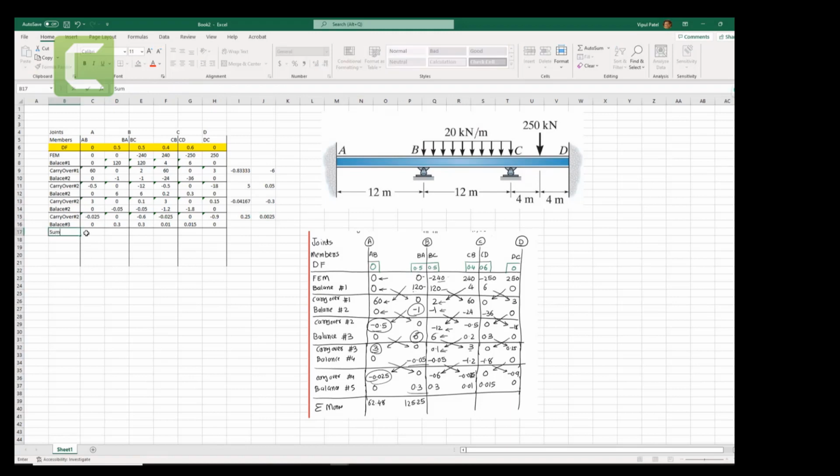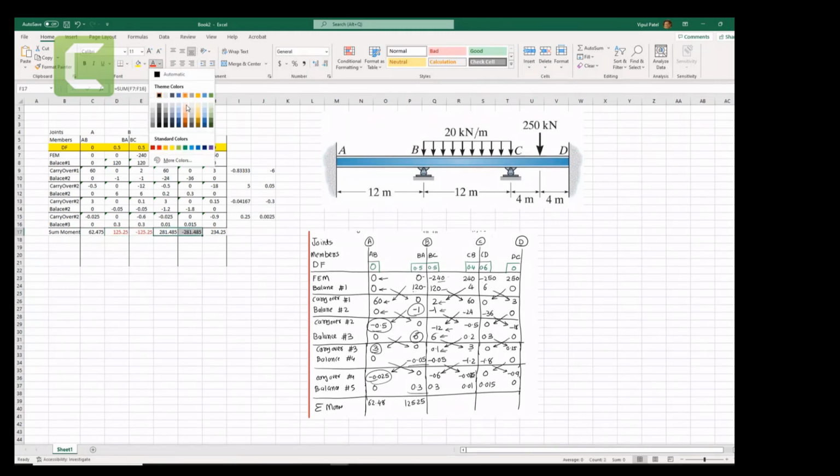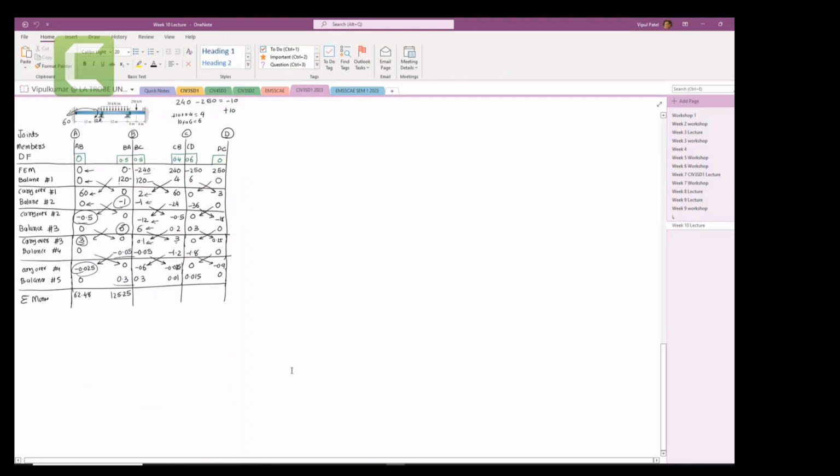Now, finally, we need to sum the moment. So equal to sum to fix end moments. And you can just drag it like this. Look at this. These two are same, perfect. These two are same, which is perfect. Does it make sense? I think these ones give you the more.